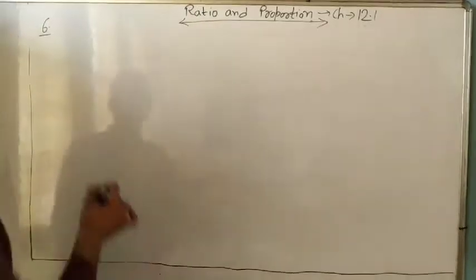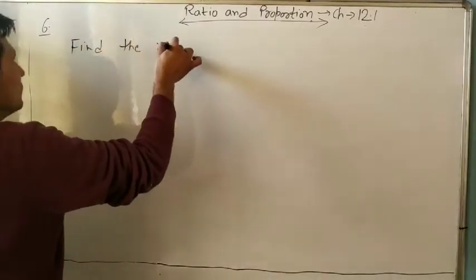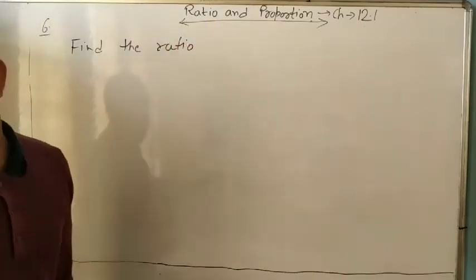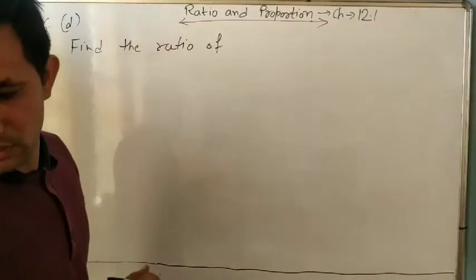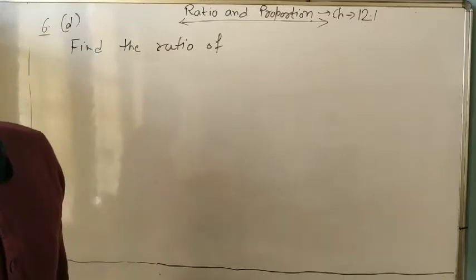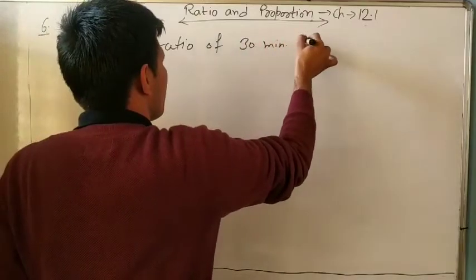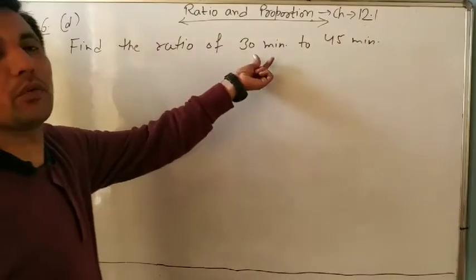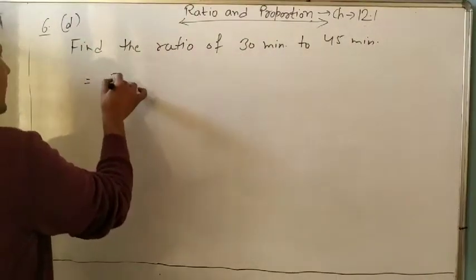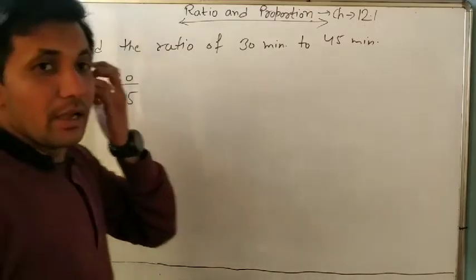Okay, so write: find the ratio. Find the ratio of... first we are doing the D part. Find the ratio of 30 minutes to 45 minutes. Always remember, whatever we write first, 30 minutes, we write 30 upon 45.